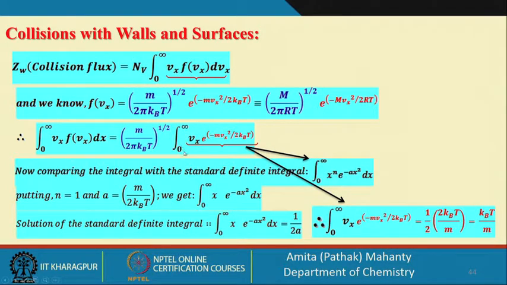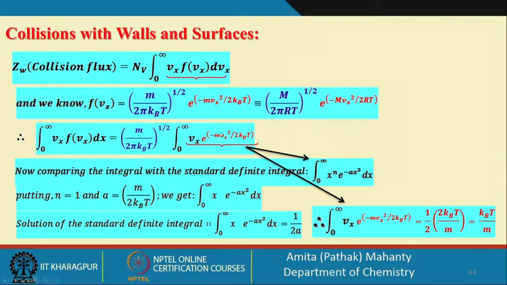So, what are we getting? We are getting this function, something similar to what we have as a standard integral. See, this is what we are getting, and this is the standard integral. When we compare these two, what should be n? N should be 1, right? And what should be a?